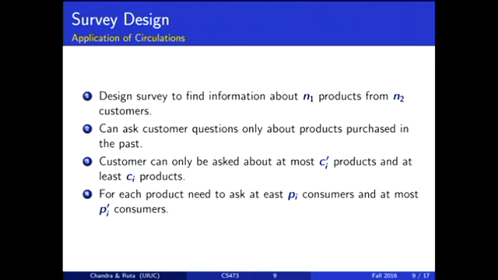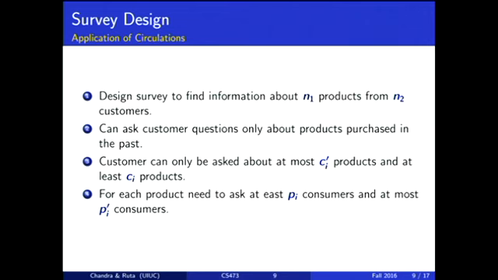You don't want to overload the customers. If you ask too many questions, people will not answer. So each person i can be asked only C prime i products, and you don't want to ask them just one question either. They'll say, why are you asking about one product? Maybe you say the survey should have at least 5 questions, but no more than 10 questions. So for each customer, you have a lower bound of how many questions you should ask and an upper bound of how many you should not exceed. Too many is bad, too little is also bad.